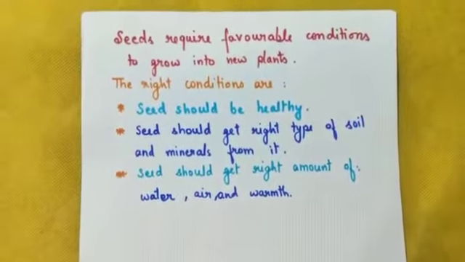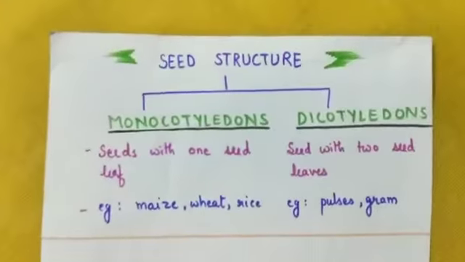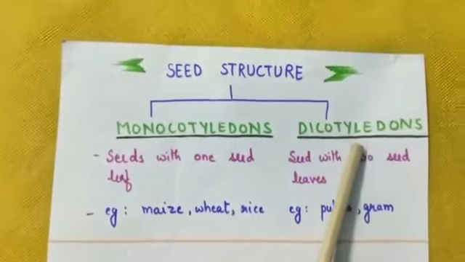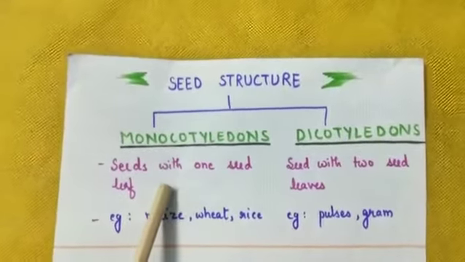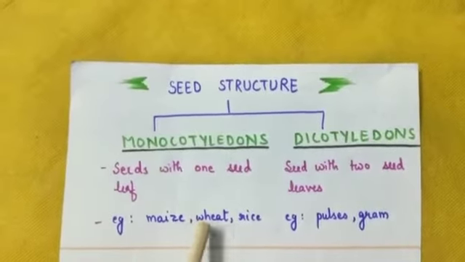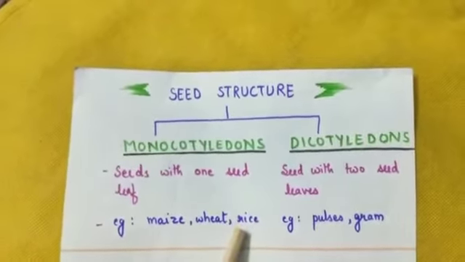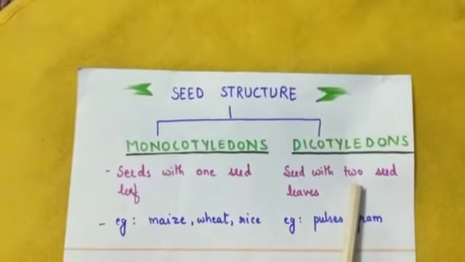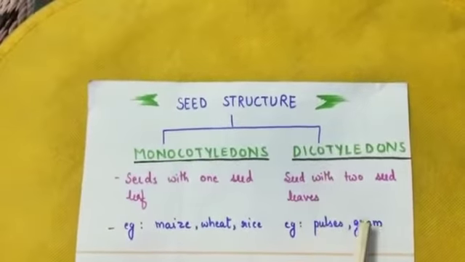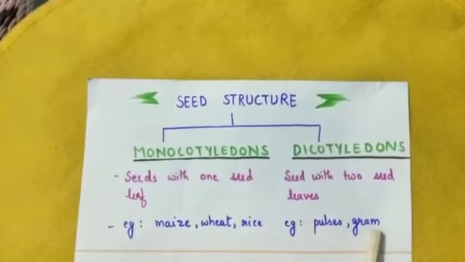Do you know what's the structure of a seed? Seeds are divided into two types: monocotyledons and dicotyledons. Seeds with one seed leaf are called monocot seeds. Example: maize, wheat, rice, etc. Seeds with two seed leaves are called dicot seeds. For example, pulses, gram, kidney beans, etc.